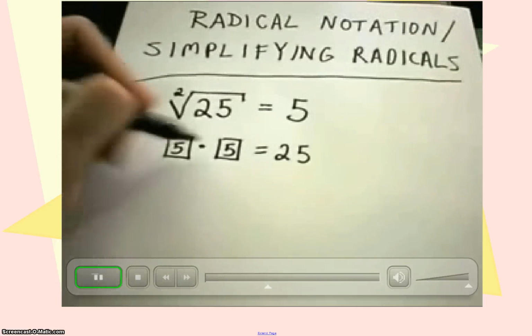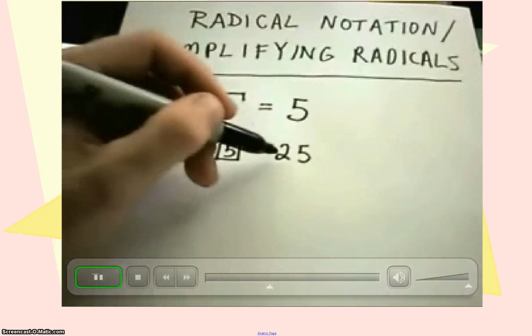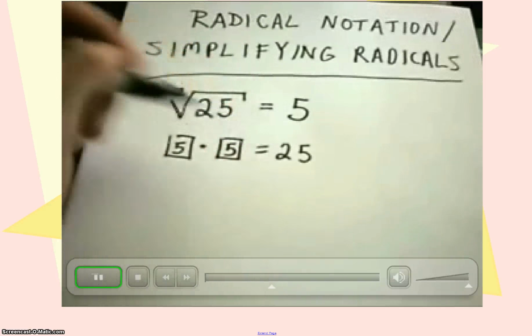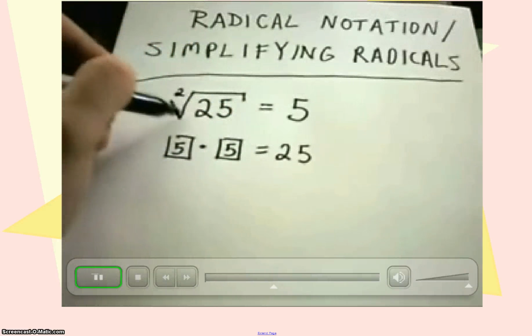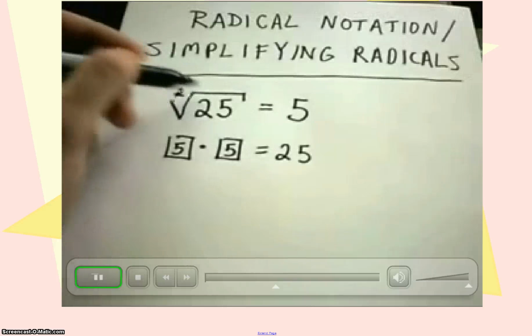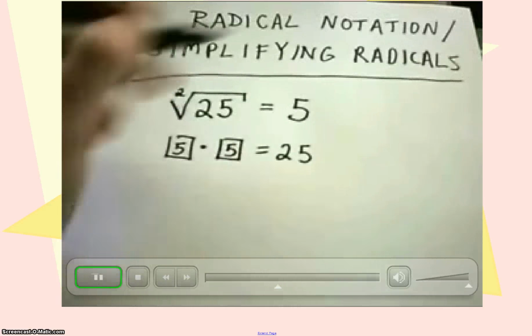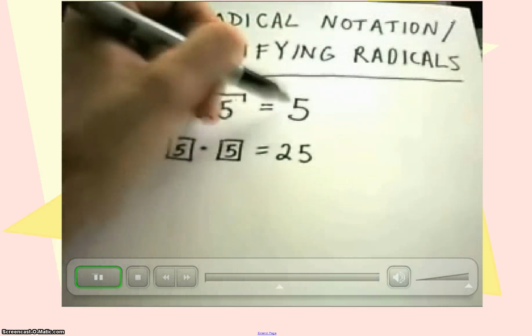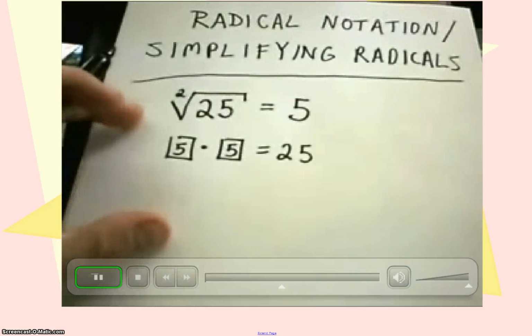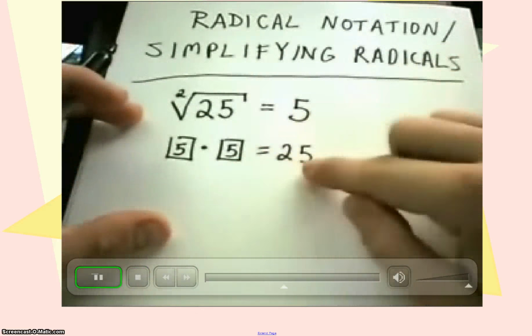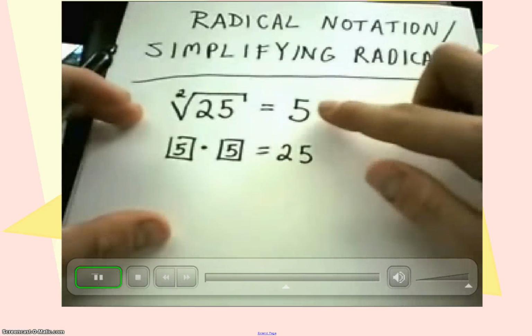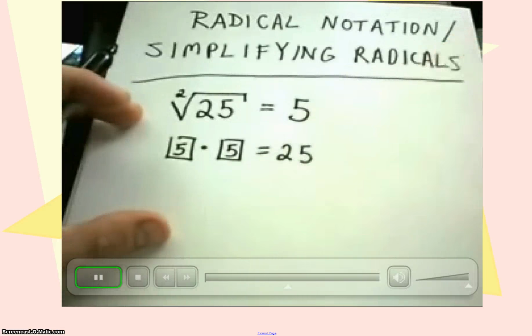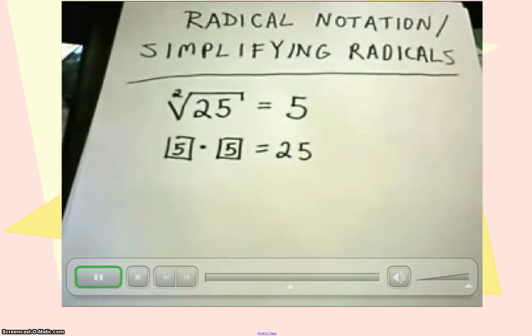Now, notice also that negative 5 times negative 5 would give you positive 25, but the way that we define square roots, or any even-powered root, is we only want to use the positive solution. So even though negative 5 times negative 5 is 25, we would never say that the square root of 25 is negative 5. We just use that positive version.